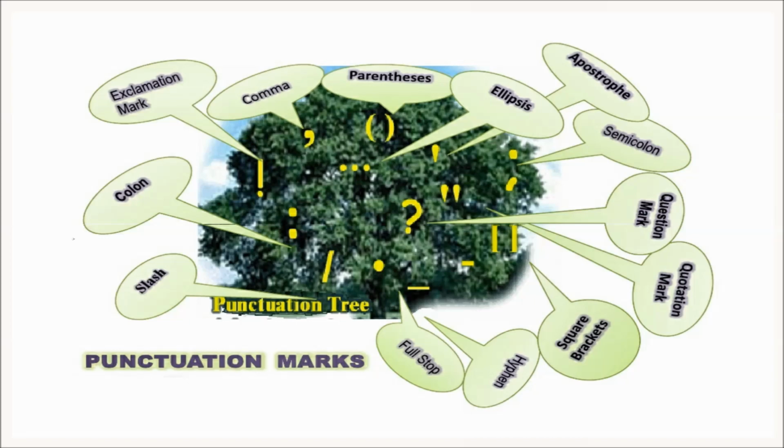Students, look at the picture. Here we can see a punctuation tree. In the punctuation tree, we can see so many punctuation marks like full stop, hyphen, square brackets, quotation mark, question mark, semicolon, apostrophe, ellipsis, parenthesis, comma, exclamation mark, colon, slash.